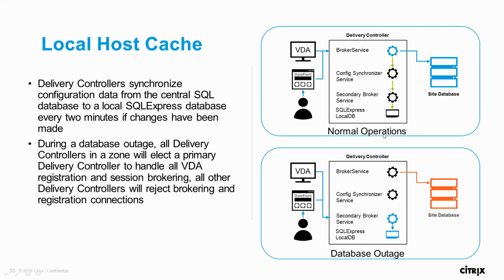In the election process, very simple, there is the primary delivery controller. Primary means, in the site, whichever delivery controller you created first is the primary delivery controller. On the primary delivery controller, the local host cache will handle all the user connections. So directly the session will connect to the secondary broker and then to the local SQL DB. That's it. Until the site database is up, the users will continuously connect to the secondary broker service and the SQL database only. So this is normal operations, and this is database outage operation with the local host cache.